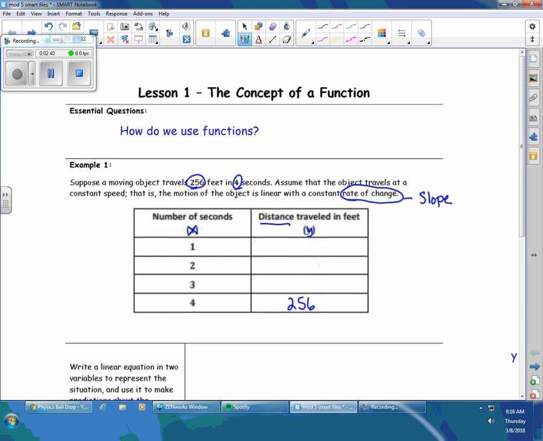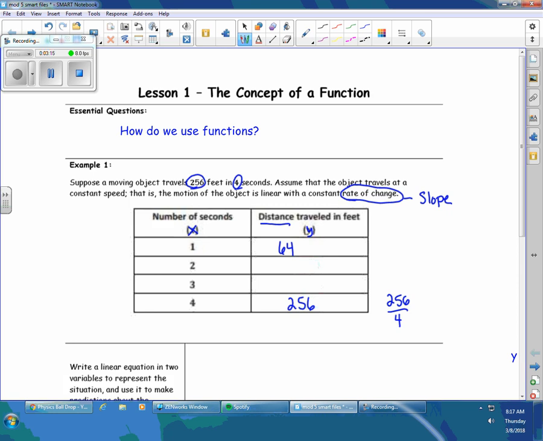This is kind of like some of the problems that we had in the last module. If I wanted to find out how far it goes in 1 second, what am I going to do? I'm going to take the distance it goes in 4 seconds, 256, and divide it by 4 seconds because that distance should be the same over every single second that it's traveling. So 256 divided by 4 is going to be 64. So my moving object travels 64 feet in 1 second.